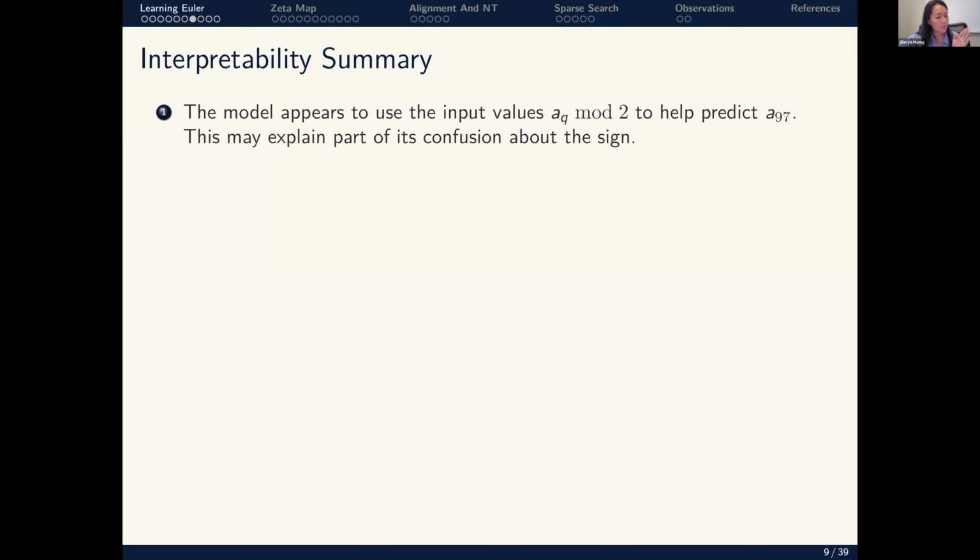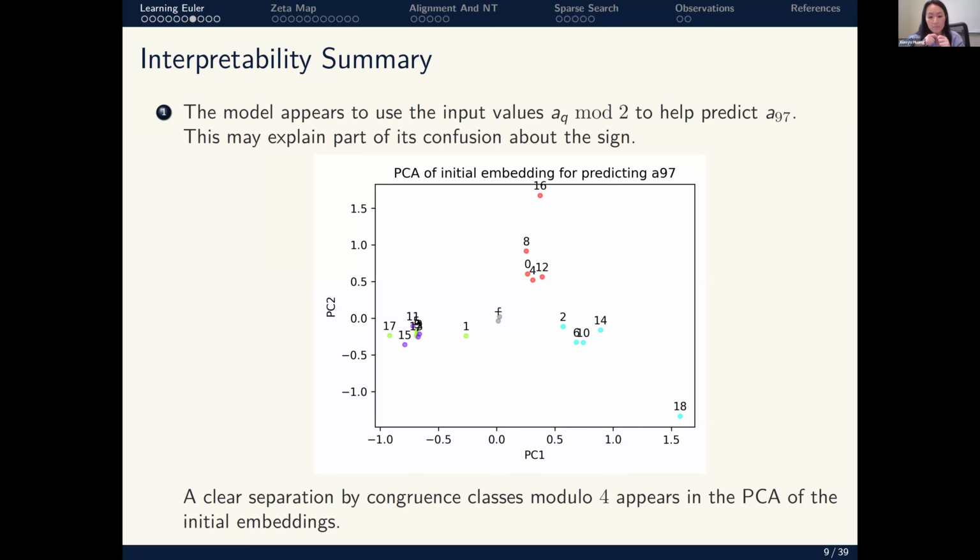Recall that each AQ value is now a high-dimensional vector. It's hard to visualize them. However, we can take a PCA projection of these high-dimensional vector representations of tokens to 2-dimensional space. Now you see a clear separation by congruence classes mod 4. If the AQ value, in absolute value, is 0 mod 4, it is going to be in the red arc at the top. If the value is 2 mod 4, it is going to be the blue dots on the lower right. And everything that is odd is going to be on the left-hand side.